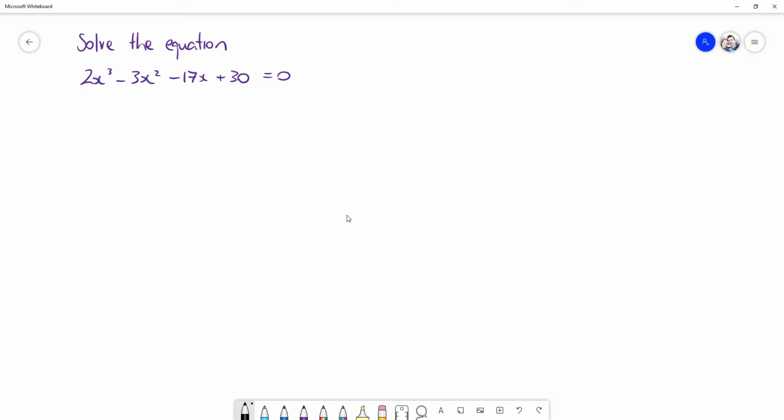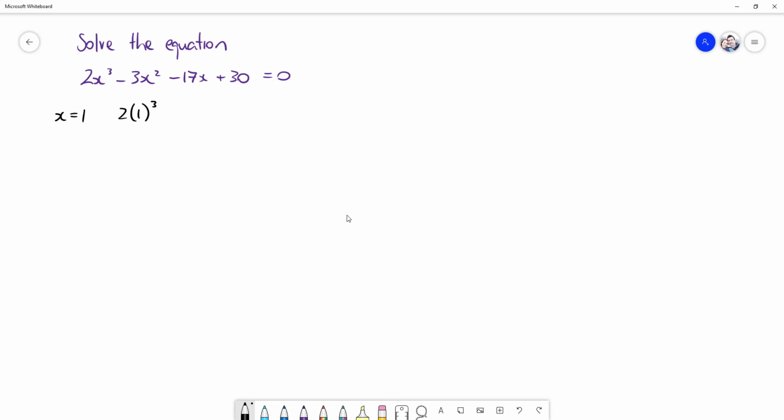Okay, so this is a cubic equation, and to solve this we're going to need to guess one of the roots. Sometimes we're given a root, but in this case we're not given any of the three roots of this equation, so we have to guess the first one. So we start by guessing x equals 1, so we're going to sub 1 into this.